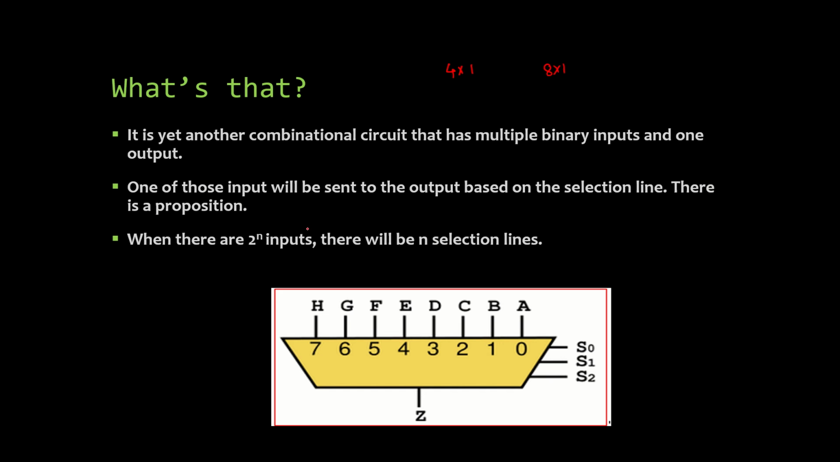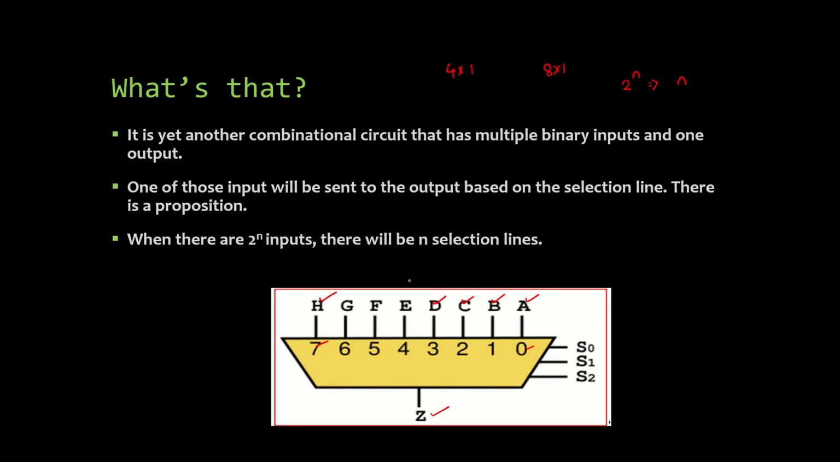What do you mean by that? It is again a combinational circuit which has multiple inputs and only one output. In this case, we have 8 inputs A, B, C, D till H. It starts from 0 and goes on till 7. We have only one output here, and one of these inputs can be the output. And in the last session itself, I told you clearly that when there are 2 to the power of n inputs, there will be n selection lines.